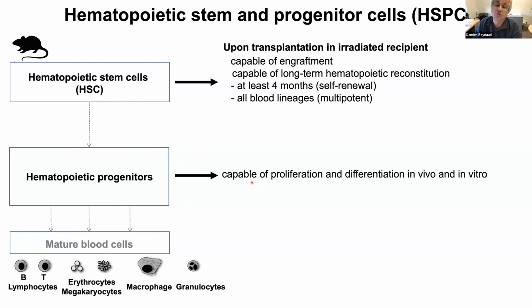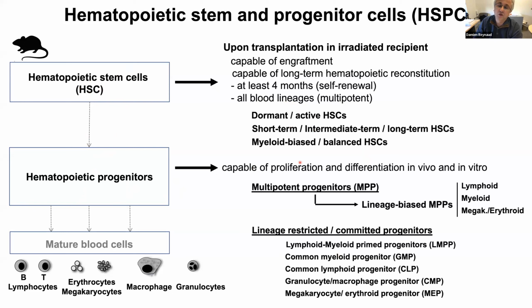The hematopoietic progenitors are downstream. They are also capable of proliferation and differentiation, both in vivo and in vitro, but they have limited capacity to reconstitute irradiated recipients. And when they do so, usually it's not for all lineages, and it's mainly the lymphoid lineage. Upon this very simple classification in 2 compartments, there is a great heterogeneity, both in the hematopoietic stem cells and the hematopoietic progenitors, that I try to show here.